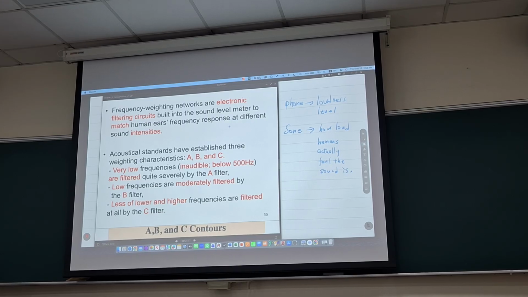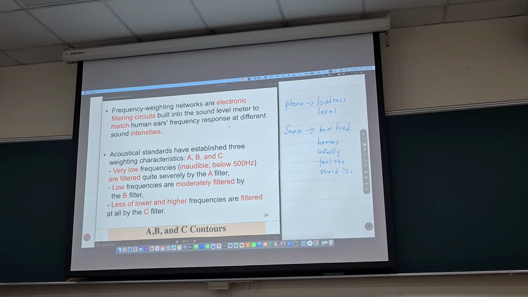Next slide, I would like to talk about the frequency weighting network. This is also described in the textbook. This is how I am going to test in the final exam. So, frequency weighting networks.